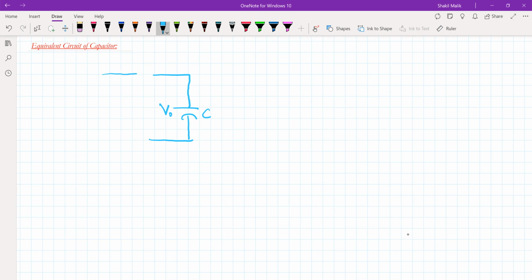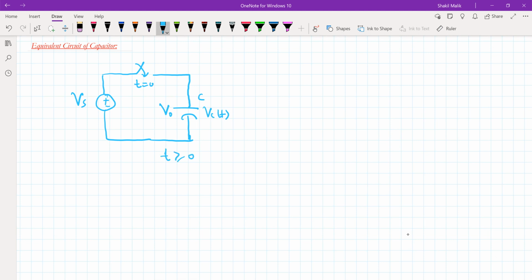this, apply a source to this capacitor at time t equal to 0. So what is the behavior of the voltage across this capacitor? All right, that's what we want to find out. We want to find out the full behavior of this capacitor voltage for t greater or equal to 0.